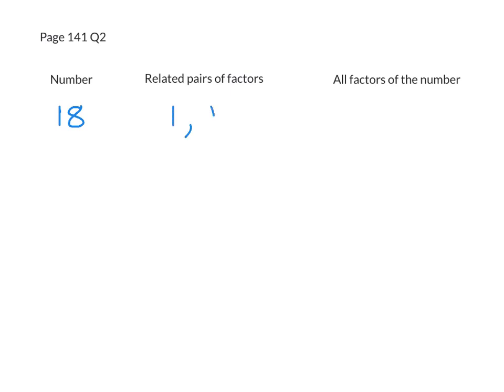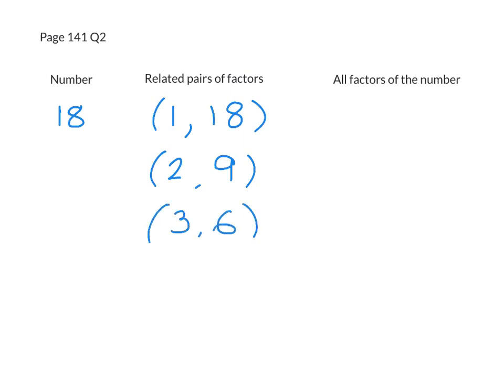Well, 1 times 18, so they go together like that with brackets and a comma. 2 times what? Well, 2 times 9. Let's try 3. Well, 3 6s are 18.